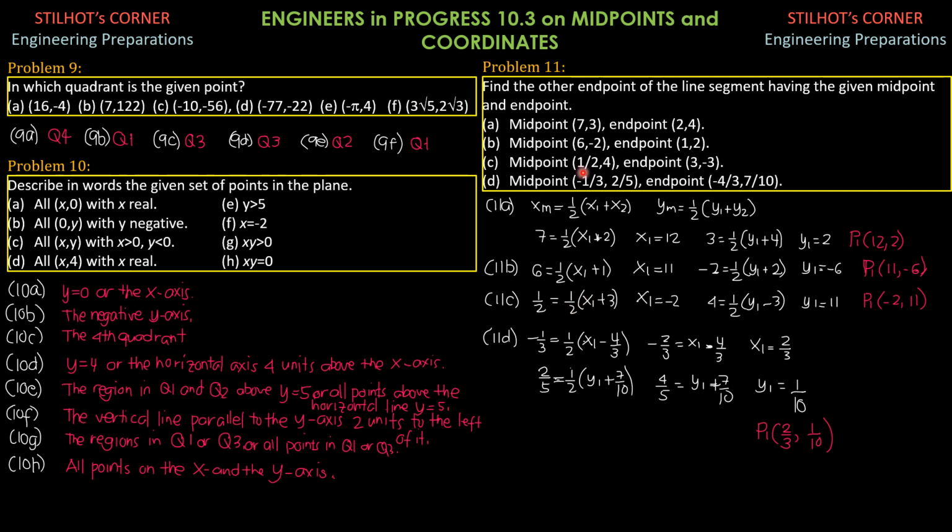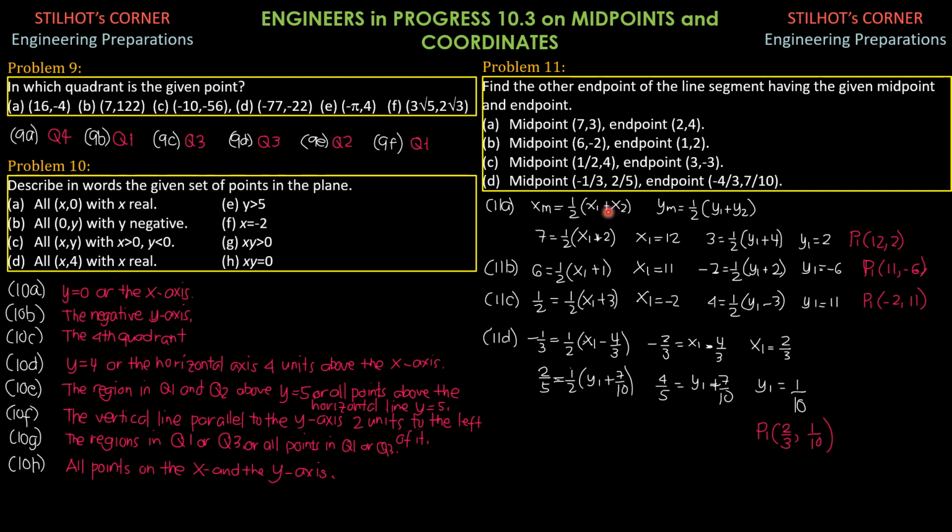Then 11C, we have midpoint 1/2, 4, the other endpoint 3, -3. So 1/2 is equal to 1/2 of quantity x sub 1 plus 3. So we can cancel 2. So this becomes 1 here. Then 1 minus 3 is equal to negative 2. So x sub 1 is negative 2. Then 4 is equal to 1/2 of quantity y1 plus negative 3, or quantity y1 minus 3. 4 times 2 is 8. Then transpose this to the left. 8 plus 3 is 11. So the other endpoint will have coordinates quantity negative 2, comma 11.